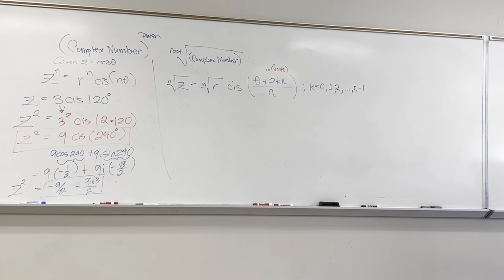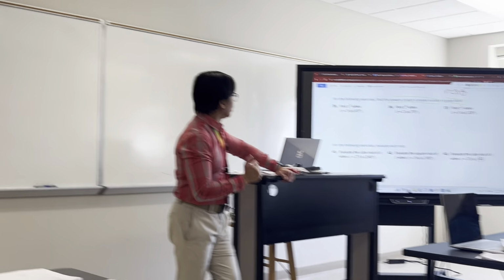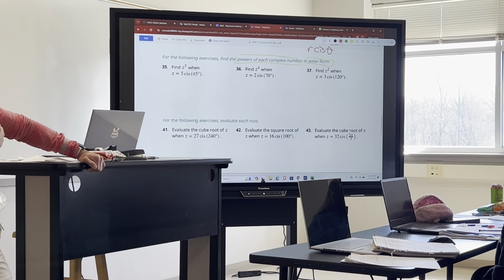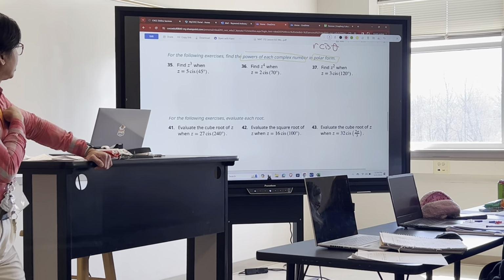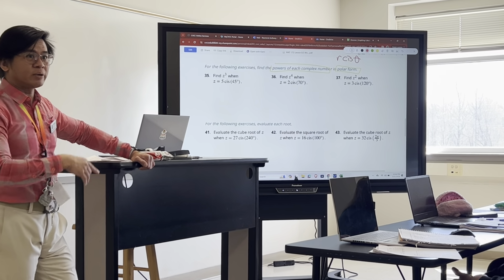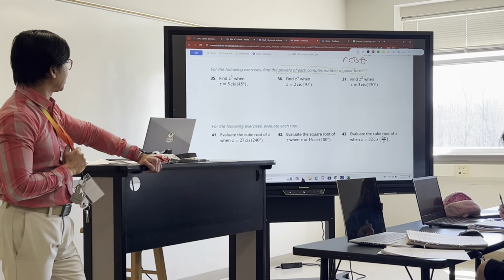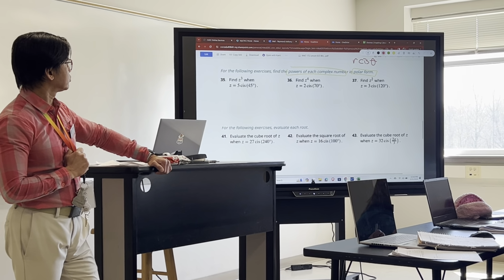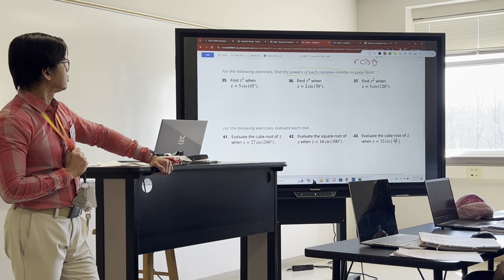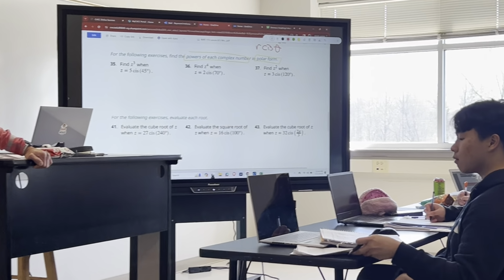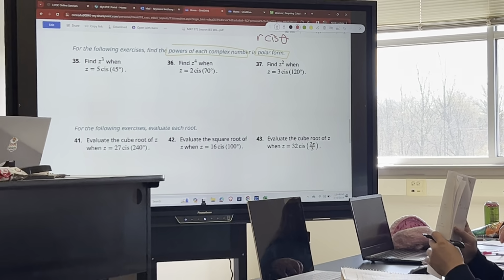So, let us consider one particular example for that. Number 41, 42, or 43. Let's read the instruction and see how we can work on, let's say, number 43 in this case, okay? Krish, let's read number 43. Evaluate the cube root of z when z equals 32 cis 2 pi over 3. Thank you, okay? So that's it.